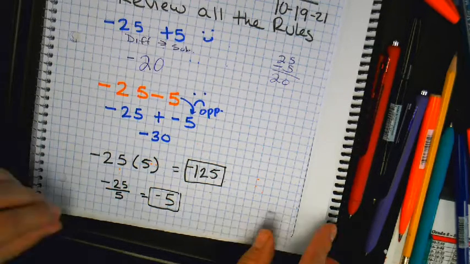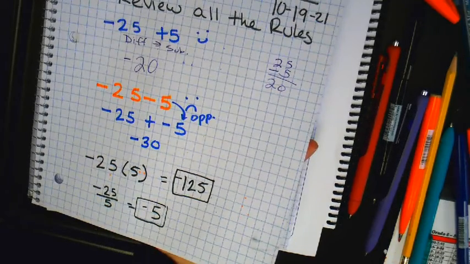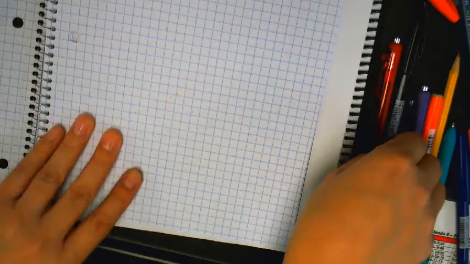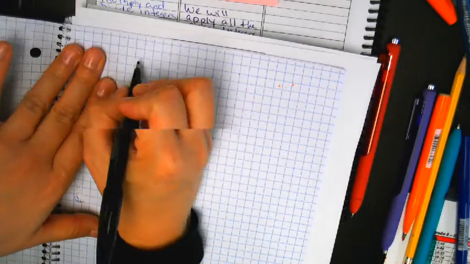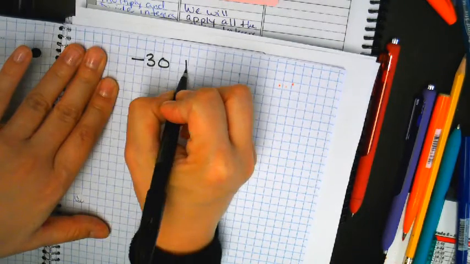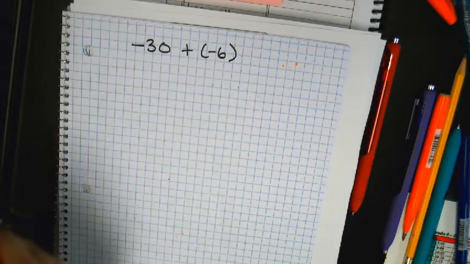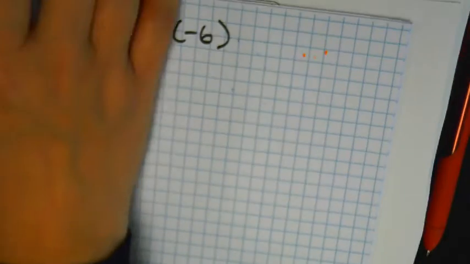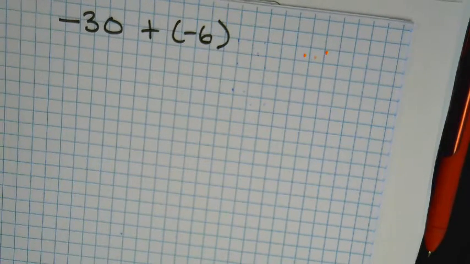Let's try this again. And you're going to be happy about it. Yes. We're happy. Wherever you can fit it. Negative 30 plus negative 6. What do I do?